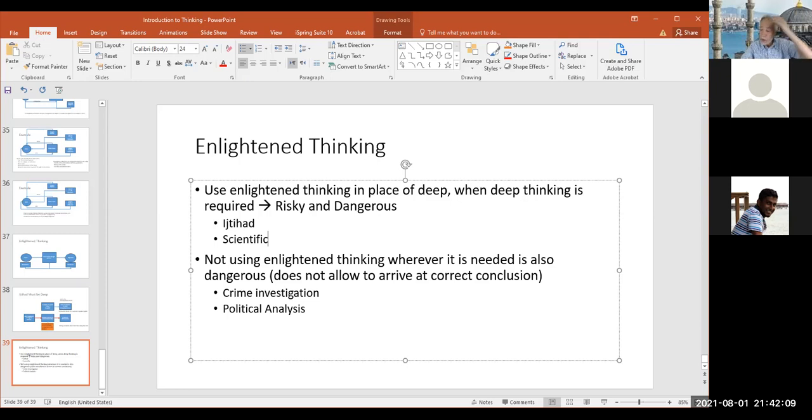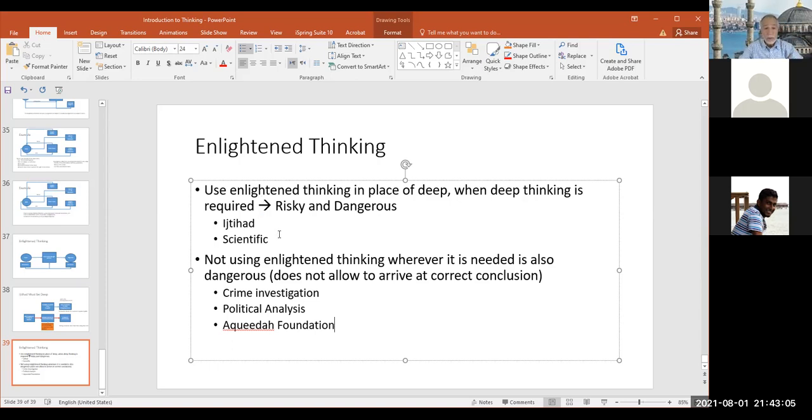Scientific thinking is to focus on the subject matter and define its scope very well, and make sure you don't go beyond that. So ijtihad is deep thinking, scientific is deep thinking, crime investigation is enlightened, political analysis is enlightened, and aqidah foundation also is enlightened. And I will do a complete full topic on the Aqidah Foundation as an enlightened thinking, and you will not be able to arrive at a valid, correct Aqidah if you remain deep.